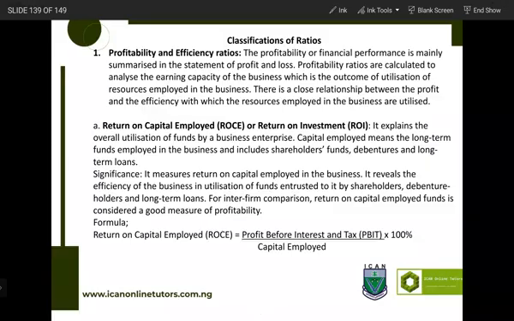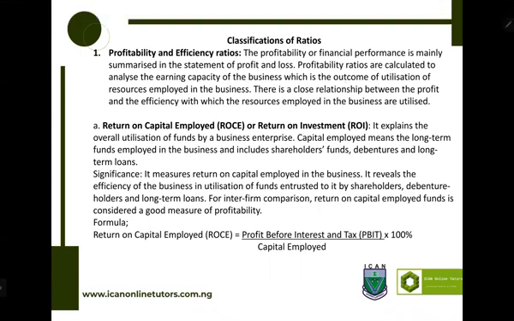The first one is my profitability and efficiency ratio. What does it do? It just measures the performance of an organization given its profitability, given its cash assets to do business. That's why I said profitability ratios are calculated to analyze the earning capacity of the company, giving you your capital base. What is your performance? That is what profitability ratio means.